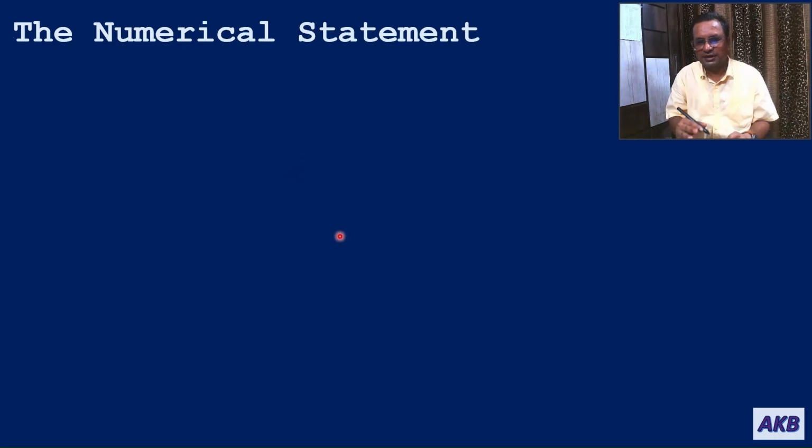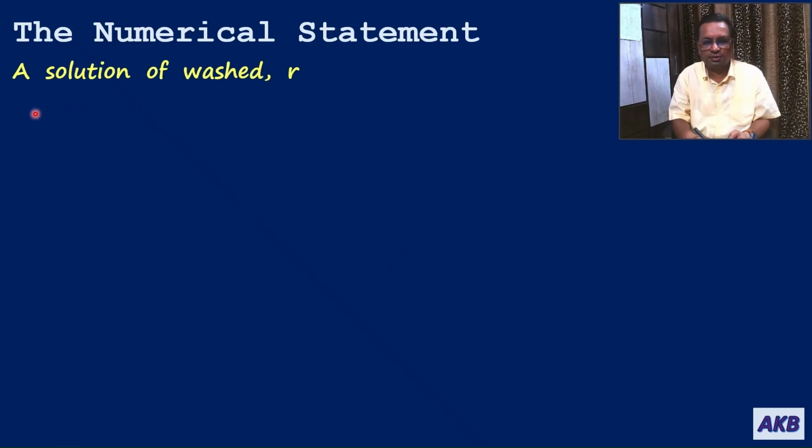Okay, let us first look at the numerical statement. I am considering the same numerical which I had solved in part number 19. But in part number 19, I had used the graphical method to get the quantity of adsorbent that is required in the operation. So in today's discussion, I will be using the Freundlich adsorption isotherm to find the quantity of adsorbent that is required in the operation. So let us first look at the numerical statement.